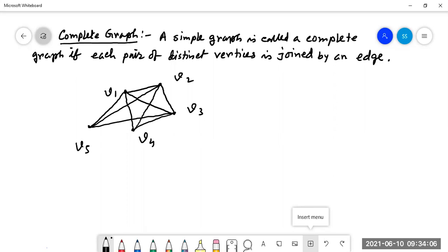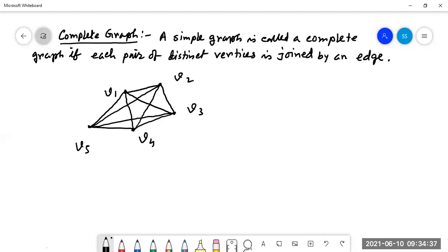Now we have to go for V4. V4 and V1, there is an edge. V4 and V2, there is an edge. V4 and V3, there is an edge. But V4 to V5, there is no edge, so we have to make one edge. Now we look at V5. V5, V1, there is an edge. V5, V2, there is an edge. V5, V3, there is an edge. V5, V4, there is an edge.